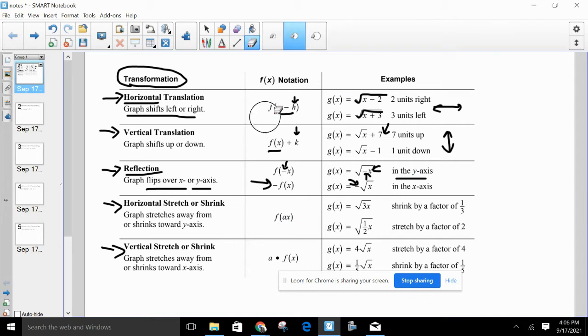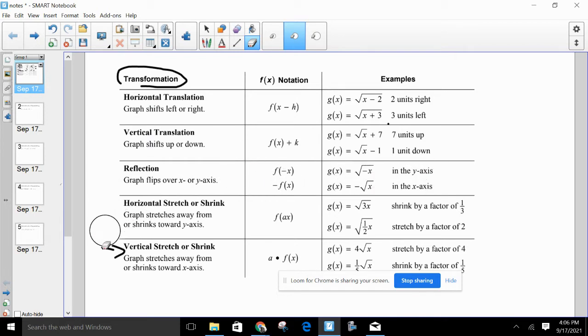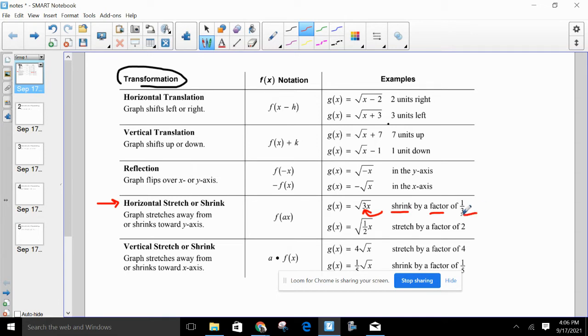Horizontal stretch or shrink. So horizontal means left to right. So let's focus now on the last two. Here you got to really pay attention. Okay, horizontal stretch or shrink. If I multiply the x by some number, so here I multiplied by 3, in this example they're multiplying the x by 3, then it's going to shrink by a factor of 1/3. Okay? It's going to shrink by a factor of 1/3.